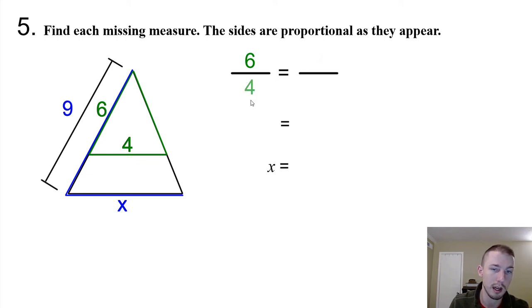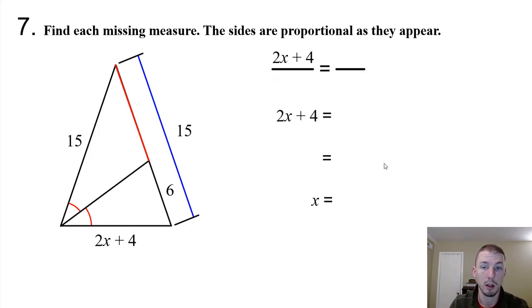So 6 goes with that 4, just as the 9 is going to go with the x. When I cross multiply, I'm going to get 6x is equal to 36. And then just divide both sides by 6, so x is equal to 6. So not too bad. Again, you can just plug it in the calculator if you want. We don't need to spend any time reducing these because the x is already by itself, so the calculator will do all the work for us. It's only whenever we have an expression, just like on this one, that we're going to want to reduce it first.